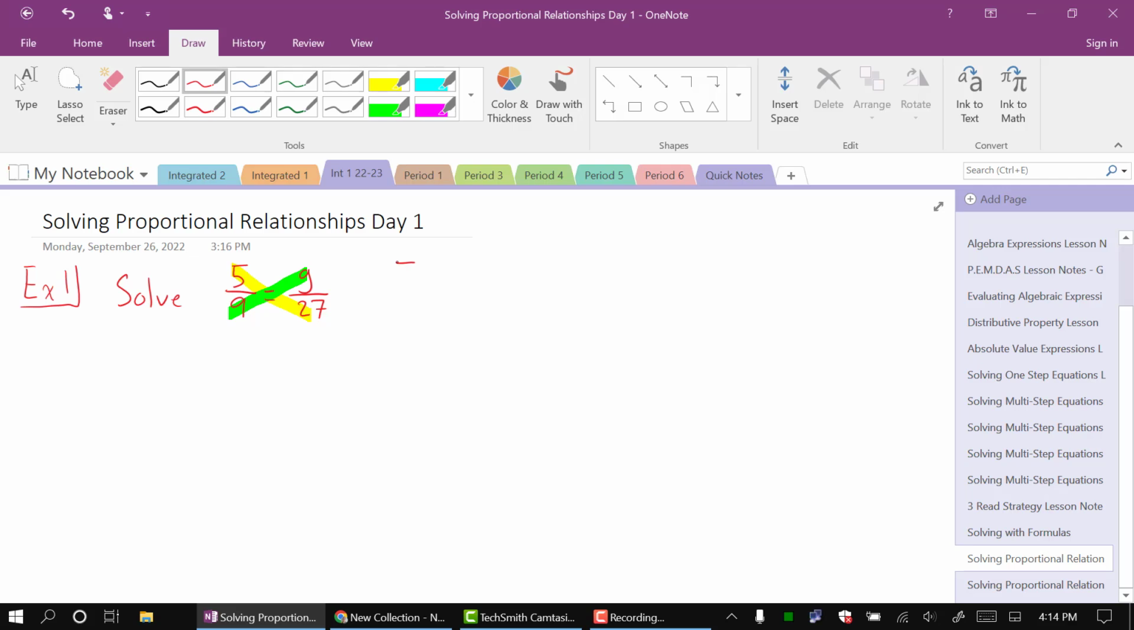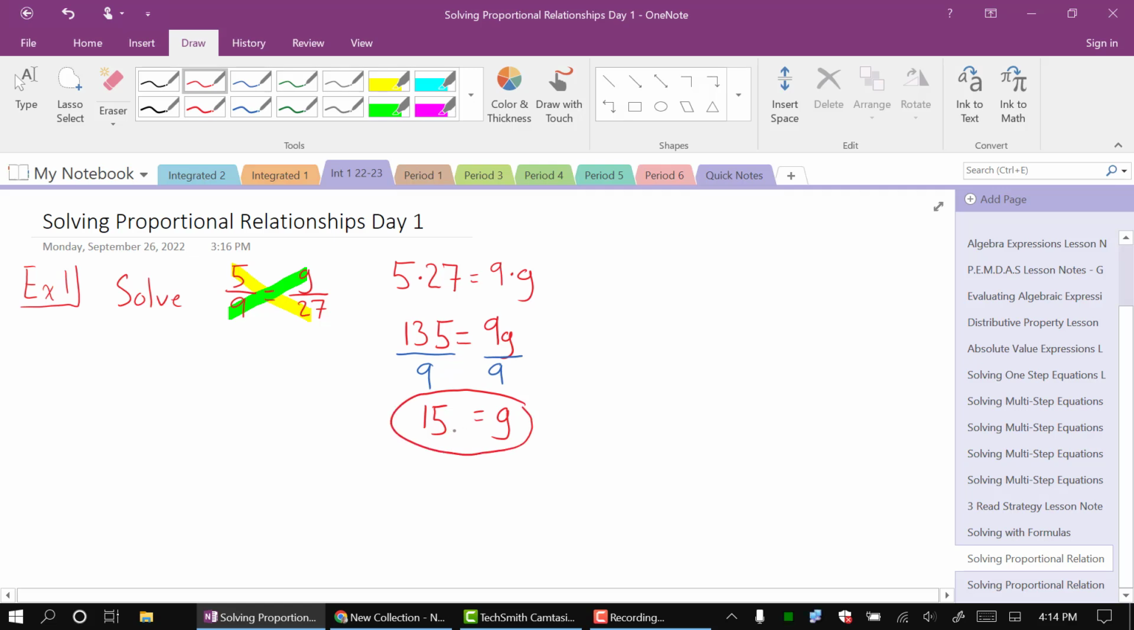So I have 5 times 27 equals 9 times g. Well, 5 times 27 is 135. 9 times g is 9g. I want to undo the multiplication that's happening here, so I'm going to divide both sides by 9. When I divide 9 by 9, I get 1, so that's just going to be g. When I divide 135 by 9, I'm going to get 15. So the answer for this is g equals 15.